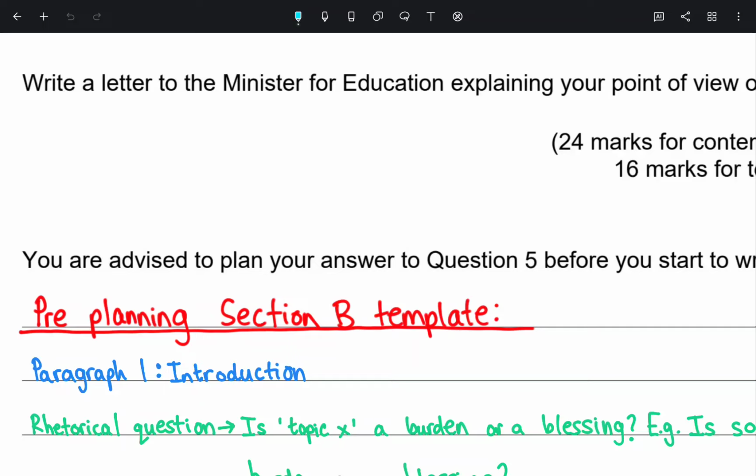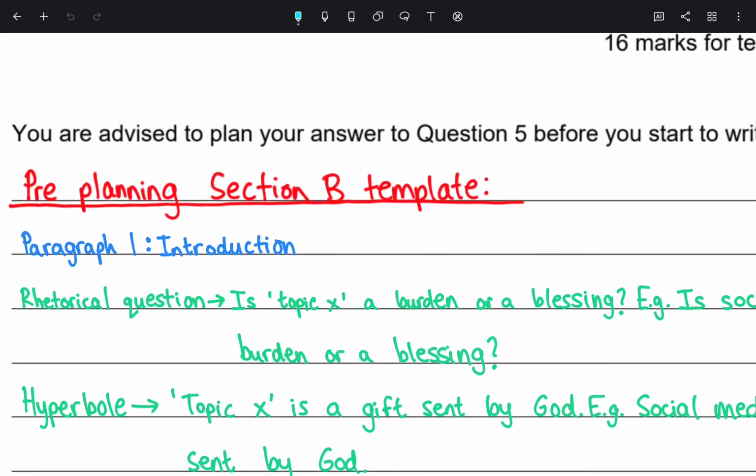Now, if you use this as the main skeleton or the main base of your argument or your answer, then for sure you are on your way to get top marks. Okay, so let's get started and let's have a look at it in further detail.